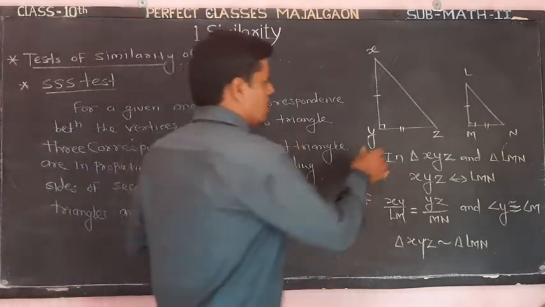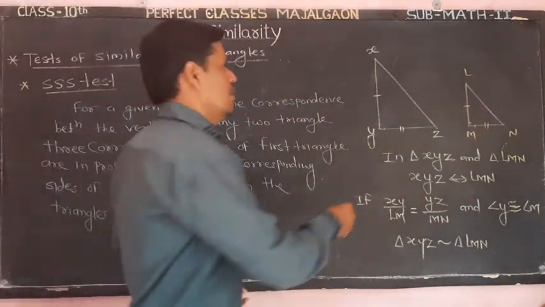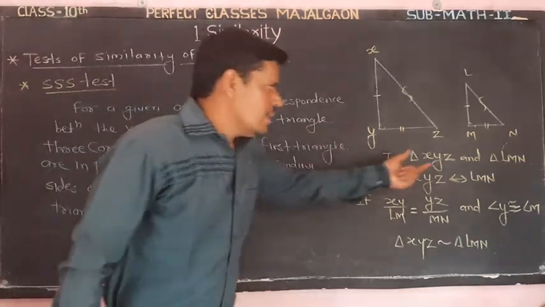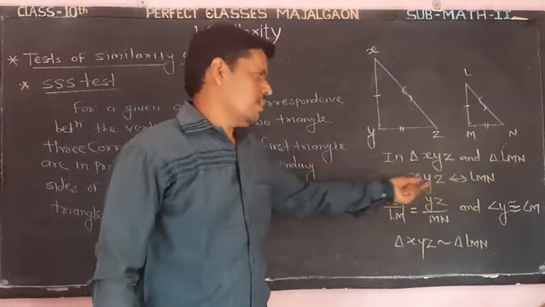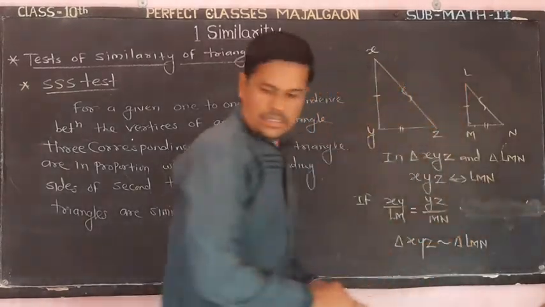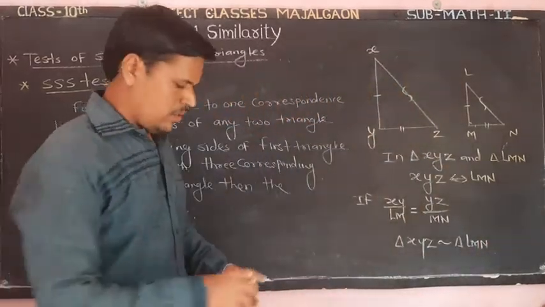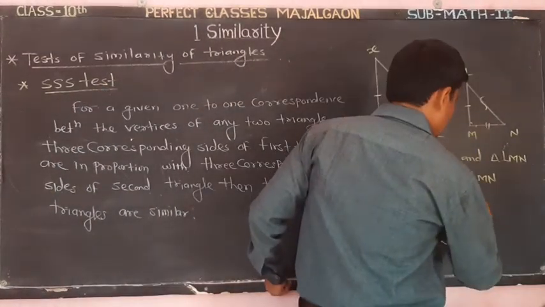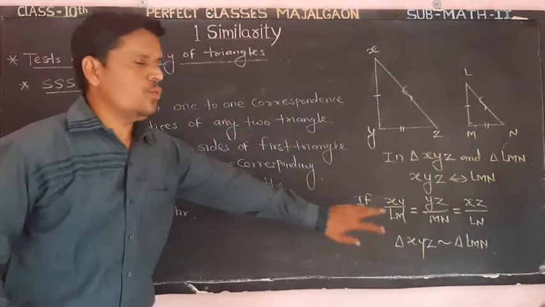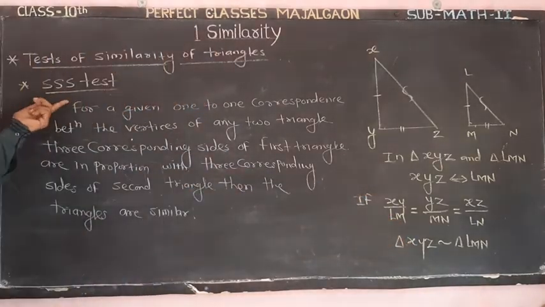Here only a few changes. Then we get that XY is proportional with LM. In XYZ and LMN, one-to-one correspondence. Here we only replace this. Here we change this. Then we write XZ to LN. Then we will write these two triangles are similar by the test of SSS.